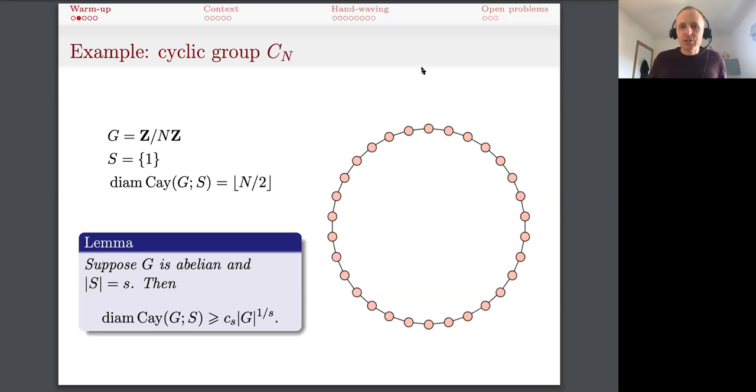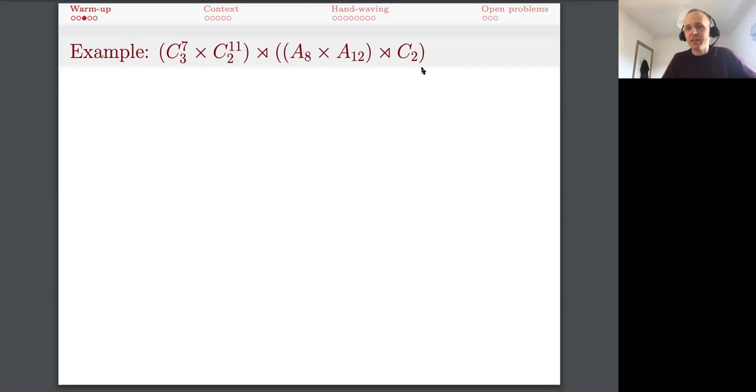Let's look at another example. So here's a group formed as a particular semi-direct product involving some alternating groups and some cyclic groups. I wonder if anybody recognizes this group, any chance? And by the way, if you have any questions at any point, please interrupt me. I like being interrupted. So does anybody recognize this group?